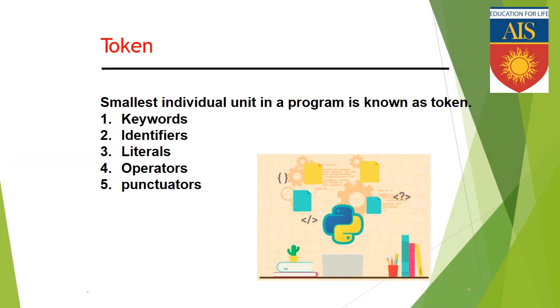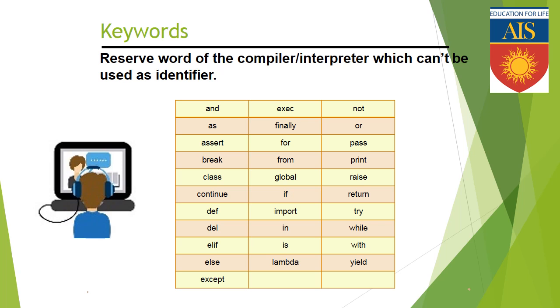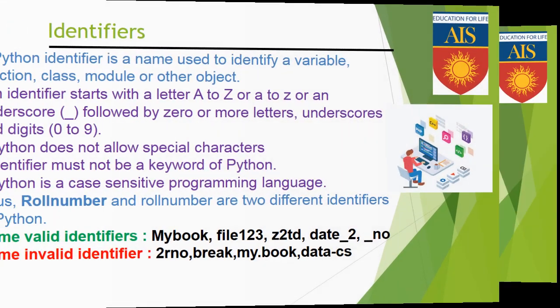Now token. What is a token? The smallest individual unit in a program is known as a token. Some examples of tokens are keyword, identifier, literals, operator and punctuator. Now what is a keyword? Keywords are the reserved words of the compiler or the interpreter which cannot be used as identifiers. In this table you can see some of the keywords of Python like and, not, or, pass, from, class, del. These are some examples of keywords.